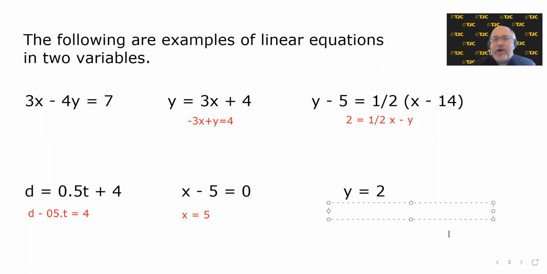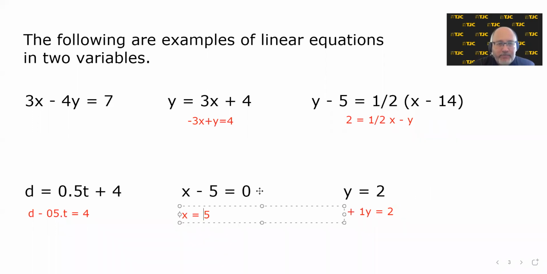If you really wanted to write it so that you could see the x's, you could say 0x plus 1y is equal to 2. The x's would disappear. The 1 in front of the y is understood. So this technically is in standard form already. This one wasn't, but by manipulating pieces around, it's equivalent to this equation.